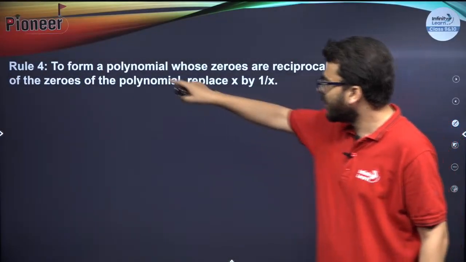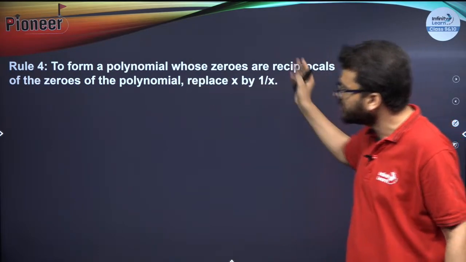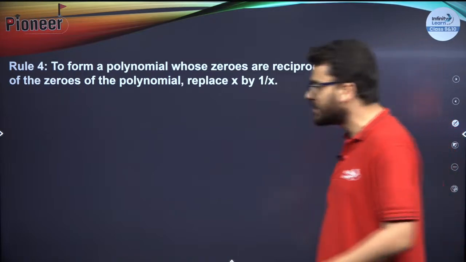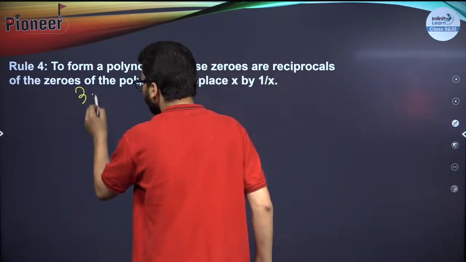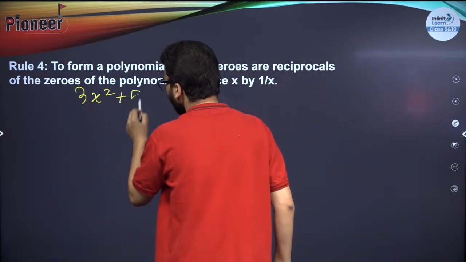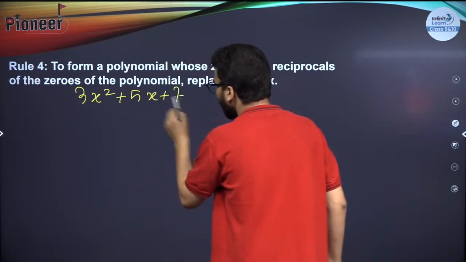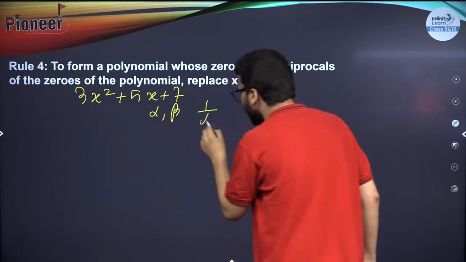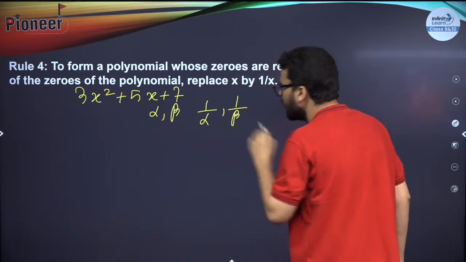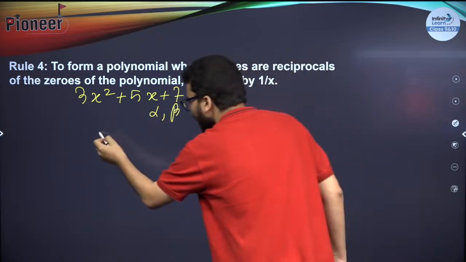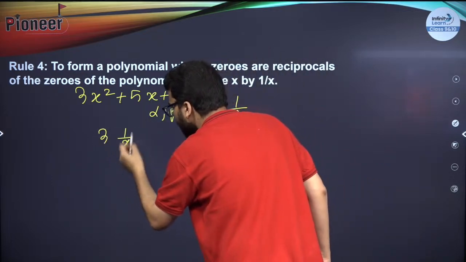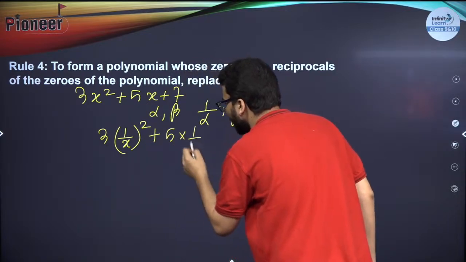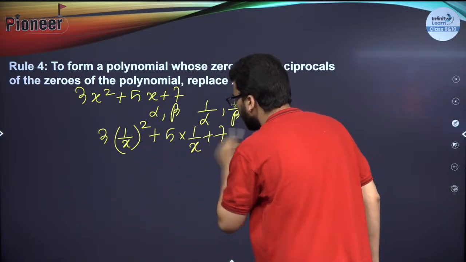So in the same manner, to form a polynomial whose zeros are reciprocals of the zeros of the polynomial, replace x by 1 by x. It means that suppose I've got a polynomial 3x square plus 5x plus 7, whose zeros are alpha and beta, and I want a polynomial whose zeros are 1 by alpha and 1 by beta. So what I will do, in place of x, I will put 1 by x. See, the proof I did already. For every type, I'll not do the proof. It will take like 2 hours, right?